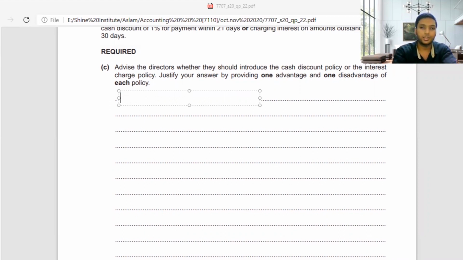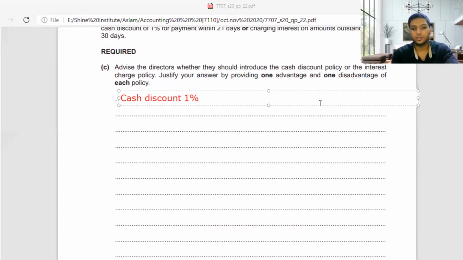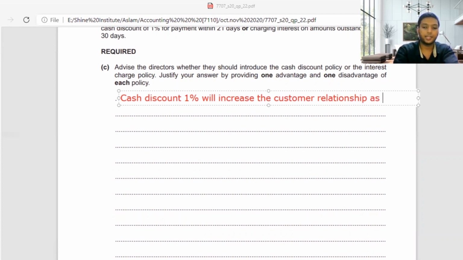So let's start with the cash discount. Cash discount 1% will increase the customer relationship, but you can say, or you can full customer relationship as JKY is providing a discount when they settle off.